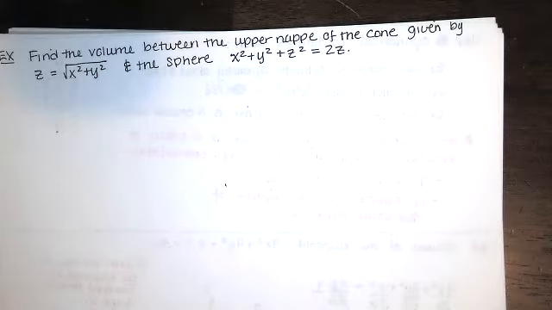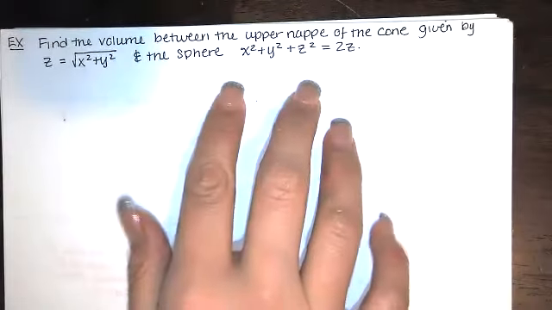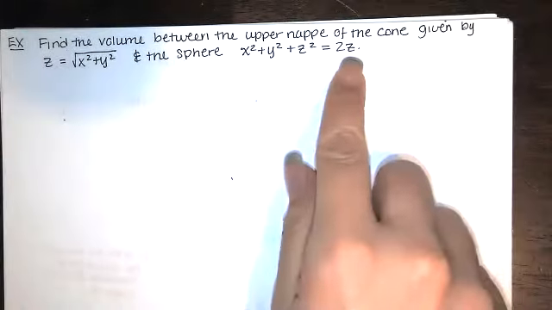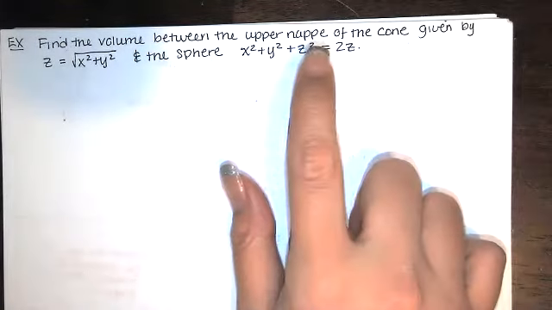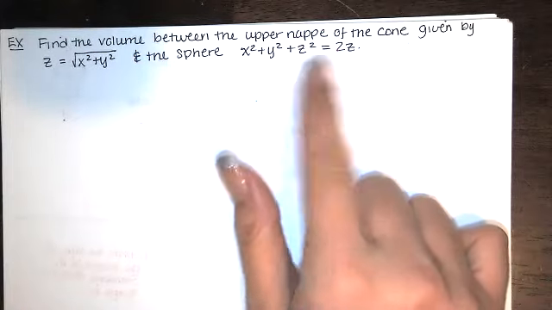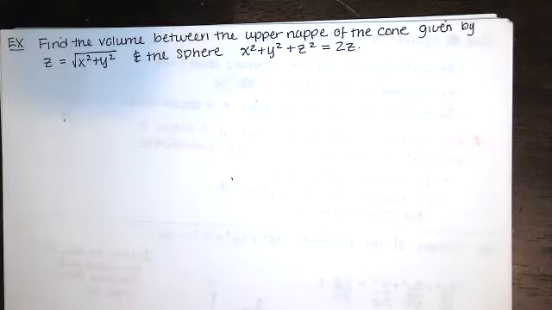Okay, so here's our example. We're asked to find the volume between the upper nappe of a cone given by z equals the square root of x squared plus y squared, and the sphere given by x squared plus y squared plus z squared equals 2z. And if you're thinking, that's not a sphere, that's supposed to be just a 2 or a constant, you're right that it's not a sphere centered at the origin, but it is a sphere. If we subtract the 2z from both sides and complete the square, we'll see that this is a sphere. It's just centered at a point other than the origin. So we've got to do a little bit of algebra first.